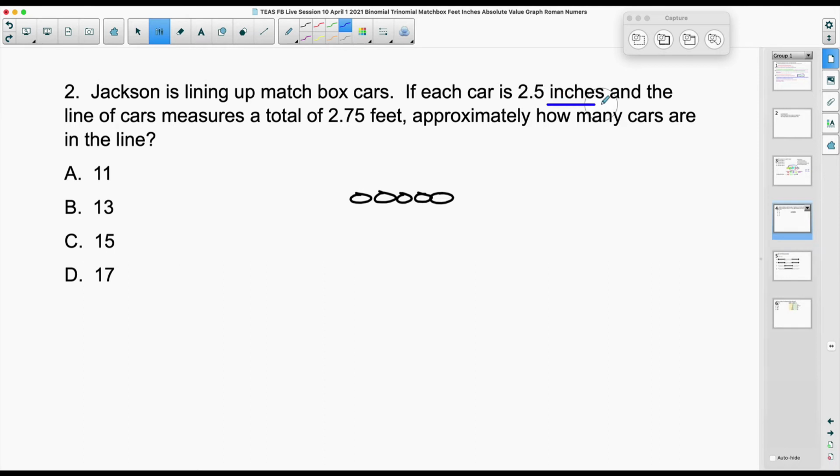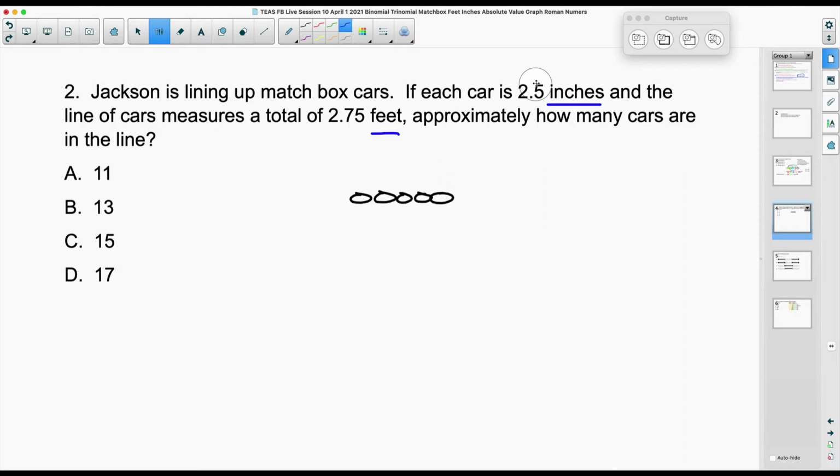It's throwing up a red flag. Inches and feet. So we got 2 different units of measurement going on. So if each car is 2.5 inches long and the total length of all of the cars lined up measures 2.75 feet, approximately how many cars are in the line? So now that I've mentioned that to y'all, 2.5 inches is a little bit shorter than probably your index finger. Probably about maybe 2 of your knuckles and halfway, but let's just say your index finger. That's about the length of a Matchbox car.